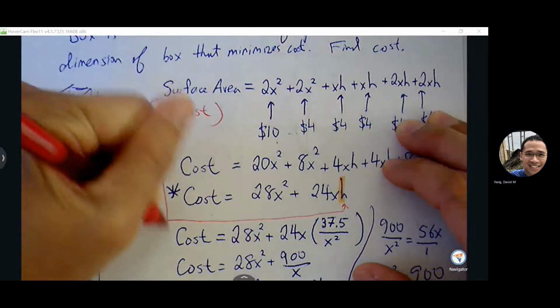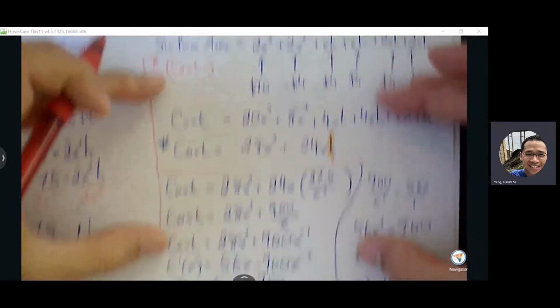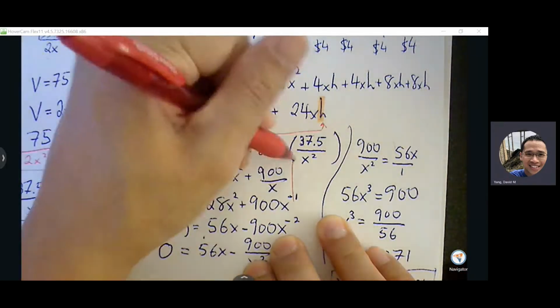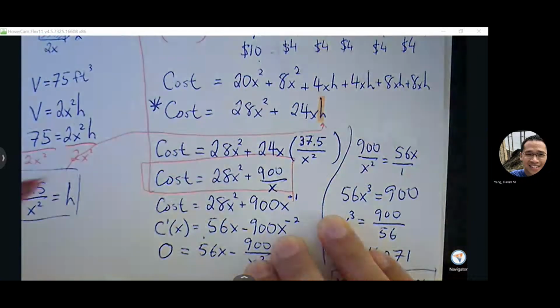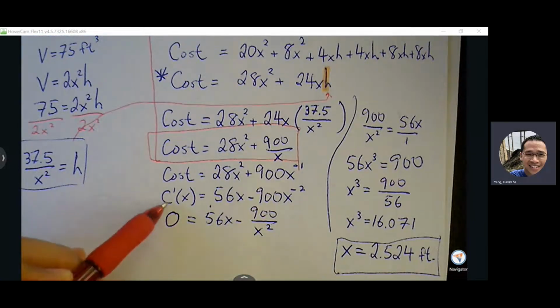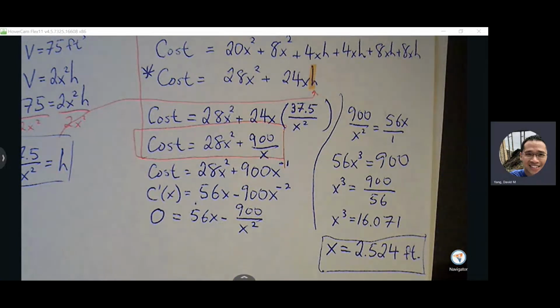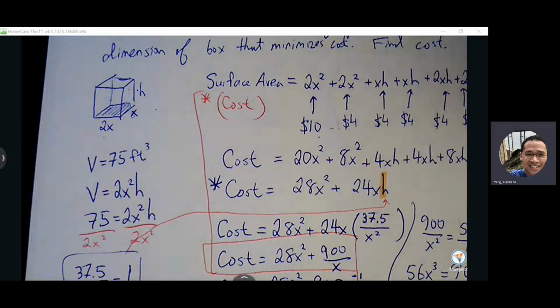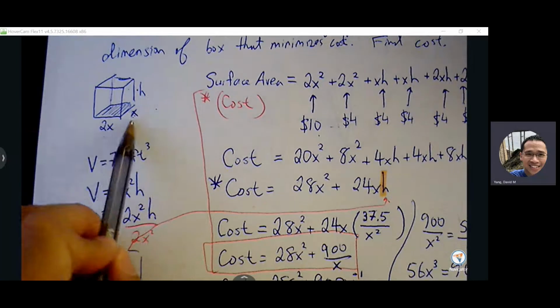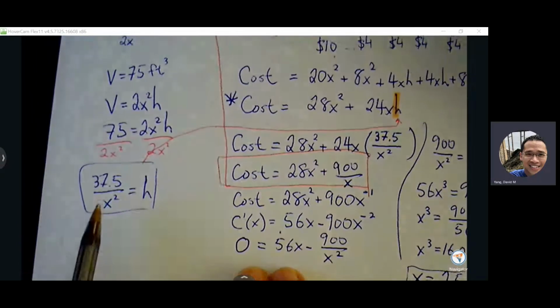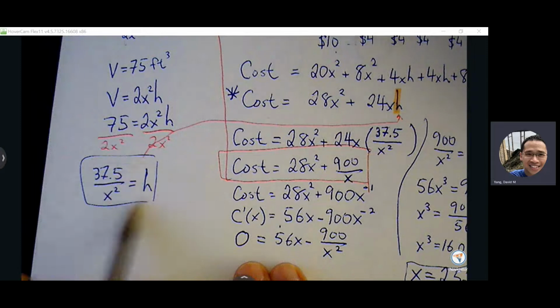Because we were updating all these cost equations all the way down, but we can just choose the one that feels the easiest to plug into. Just make sure you don't plug into C prime. That's not what we want. We want the cost. So dimensions: if x is 2.524 feet, I can double that to find the width. And then I can also find the height because I have a height formula that I used halfway through the problem, 37.5 divided by x squared.